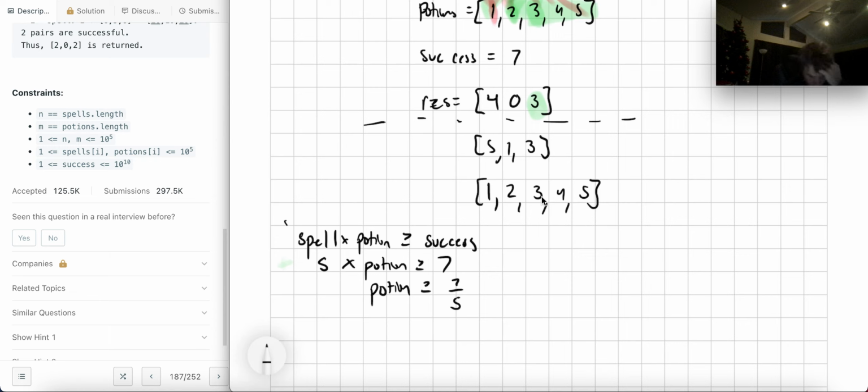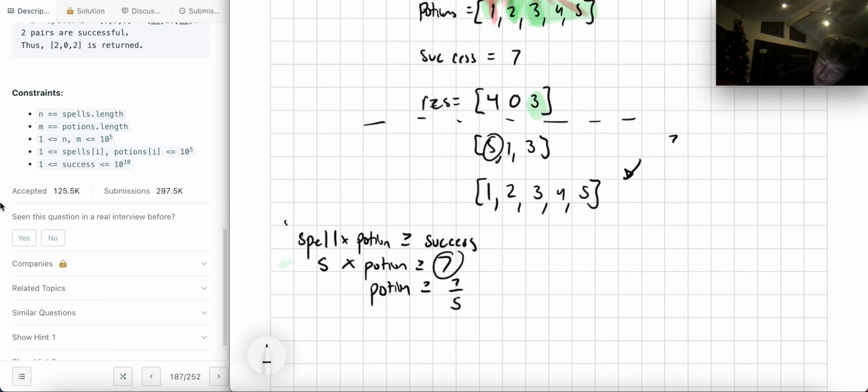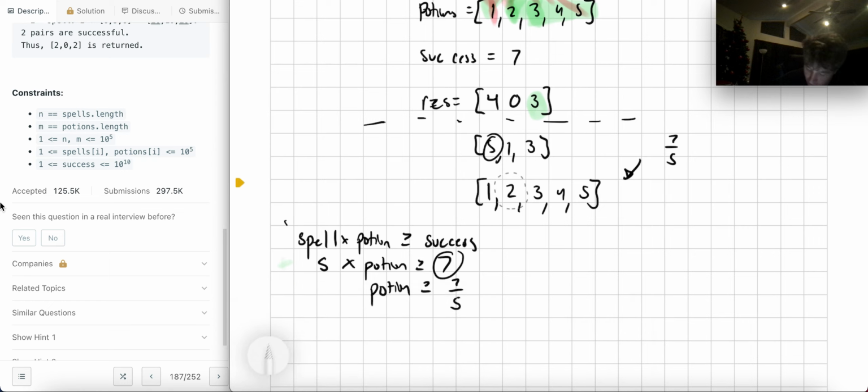So when I'm looking at this, I'm saying, okay, I have this spell 5, and I need my success to be greater than 7. So in order for my success to be greater than 7, I need to find a potion of what size? Well, just solving this equation, I need a potion that's greater than 7/5. So I look at this array and I say, where is 7/5? Now, I could, of course, linearly go through and say, where would 7/5 go in this system? Oh, it would go right here. So that means that everything to the right of this is greater than 7/5.